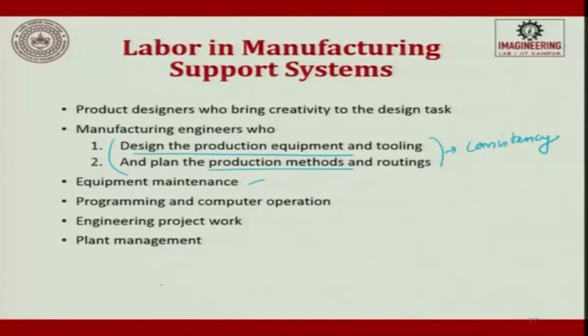Equipment maintenance, where labors are used; programming and computer operations, where labors are used in a big way; engineering project works; and plant management. So, these are the areas where labors are used in manufacturing support systems. For example, going to a customer, talking to a customer, understanding his need has to be done by labor, which is part of the business. So, manufacturing support systems even today need a lot of skilled laborers to understand the market and customer, and convert it into engineering specifications such that it could be produced.